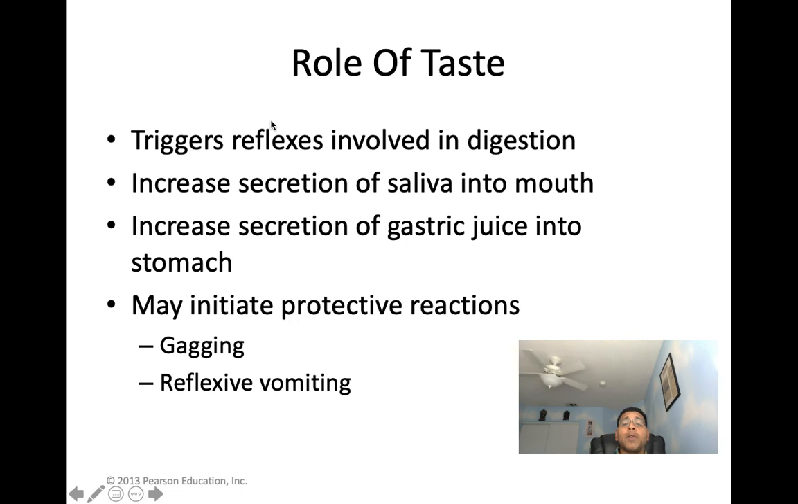Now, we talk about the role of taste. The role of taste also is going to trigger reflexes involved in digestion, we'll check out later on. It increases secretion of saliva into the mouth, increases secretion of gastric juice into the stomach, and may even initiate protective reactions such as the gagging reflex or reflexive vomiting.